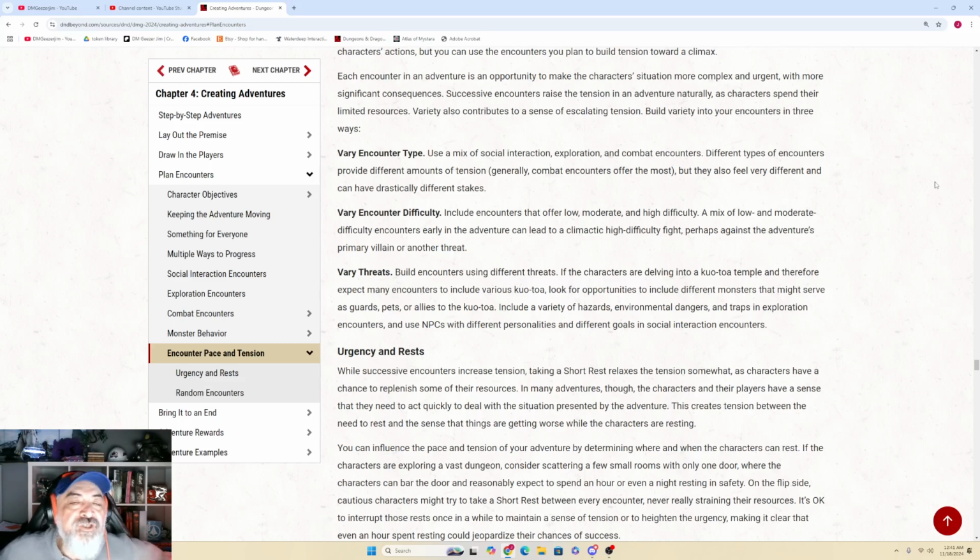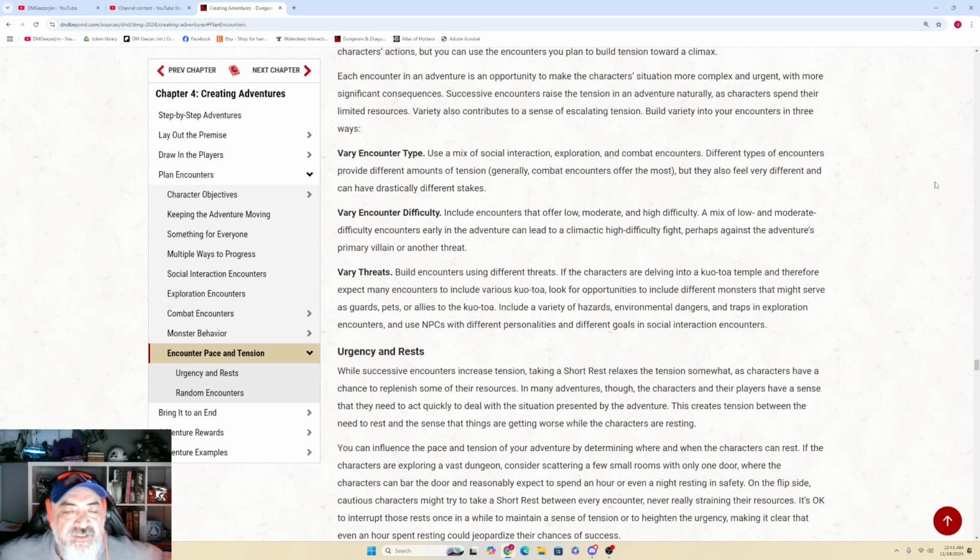Vary the encounter difficulty. Include encounters that offer low, moderate, and high difficulty. A mix of low and moderate difficulty encounters early in the adventure can lead to a climactic high difficulty fight, perhaps against the adventure's primary villain or another threat.